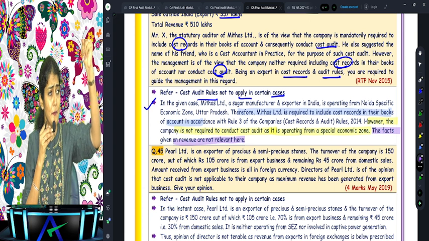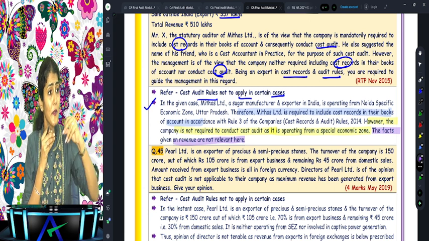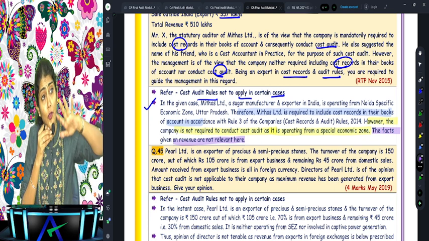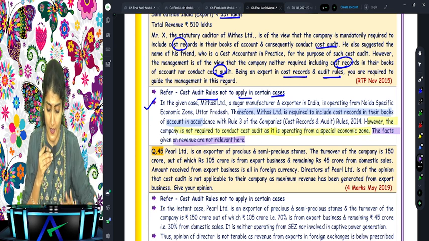No, only the first exception you can use. If the company is operating in an SEZ, there is no need to get a cost audit done. But do they need to include cost records in their books of account? Yes, they need to include.